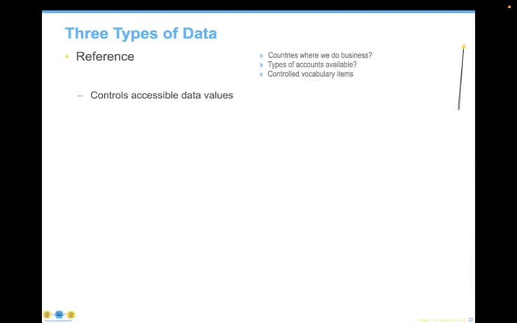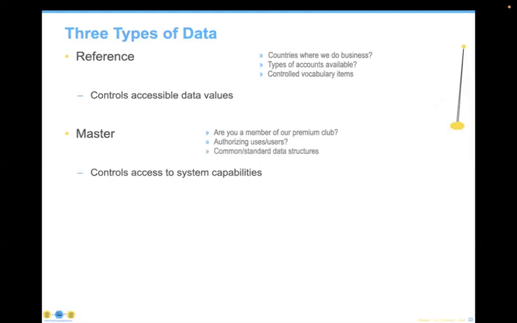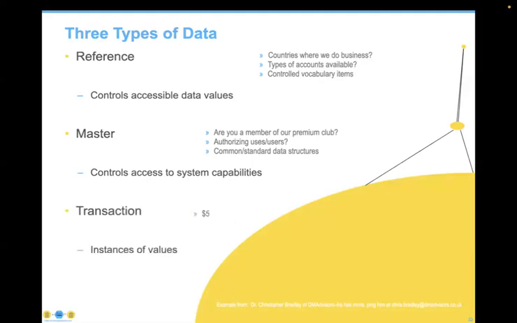And that then leads us to larger values, not a whole lot larger, master values. Are you a member of our premium club? Are you an authorized user? Do you have the use of common data structures within this? This controls access to system capabilities. And then this last piece is all the rest of the data, like the $5 I spent on the sandwich, like whether I'm authorized, or in fact, if I just liked a picture somewhere. So again, thanks to Dr. Chris for allowing me to use this. He's got some really great resources.